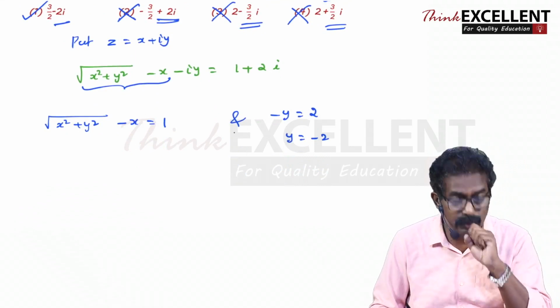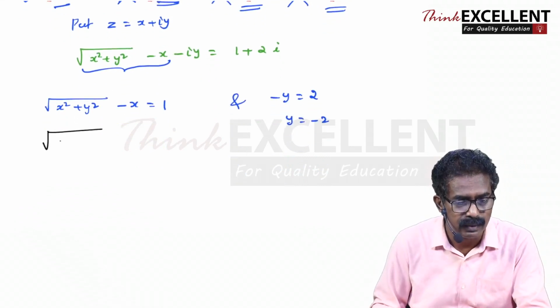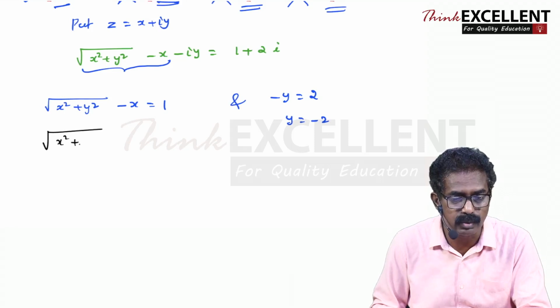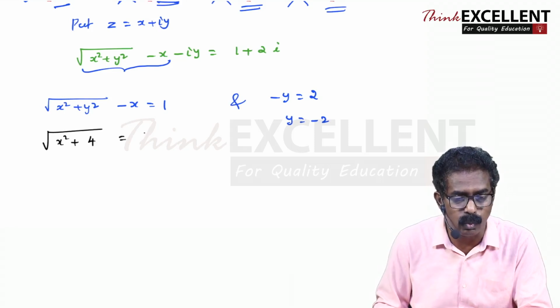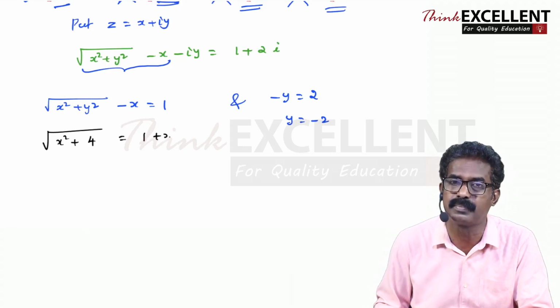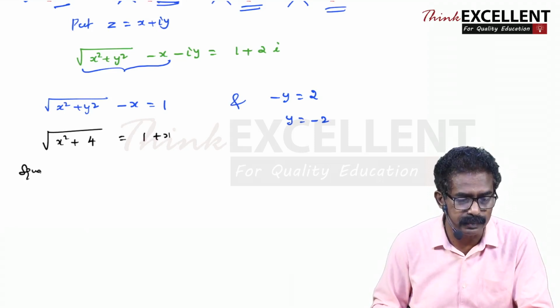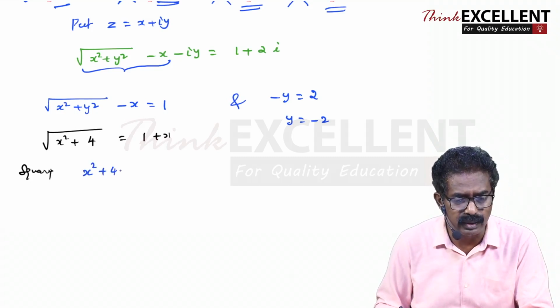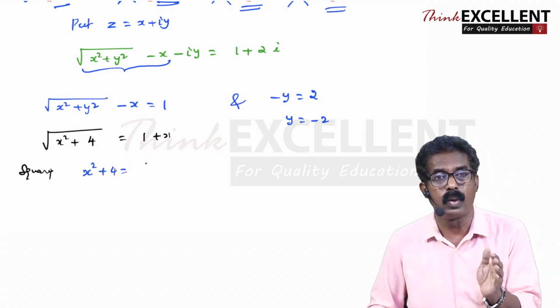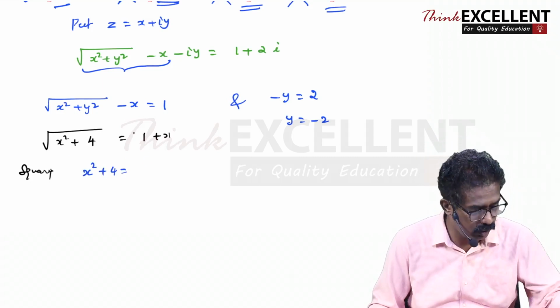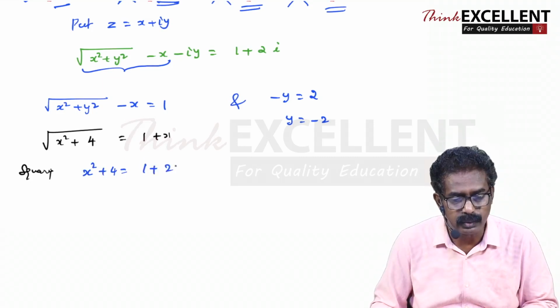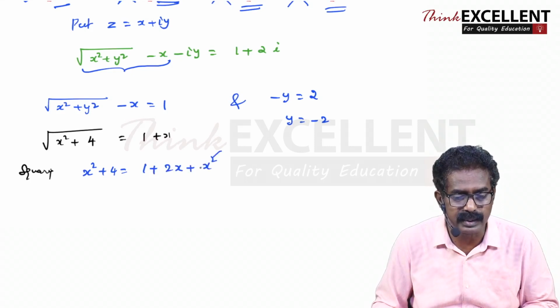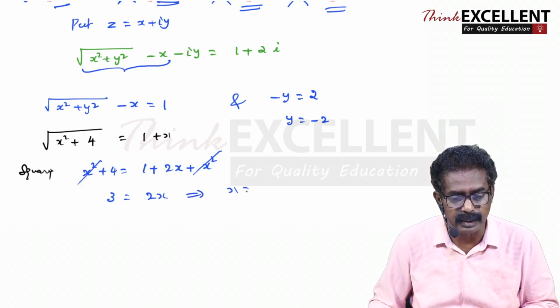Y value, got it. Now to find X value, substitute here: root of X square plus Y square, Y square means minus 2 square, 4, equal to 1 plus X. Take this minus X to that side, plus X. Avoid the root by squaring. When you square, the root cancels: X square plus 4. Right side when you square, 1 plus X the whole square, (A plus B) the whole square, so it is A square plus 2AB plus B square. Both sides X square cancel. 2X is equal to 4 minus 1, 3. You are getting X is equal to 3 by 2.